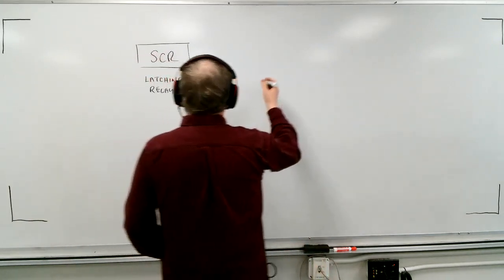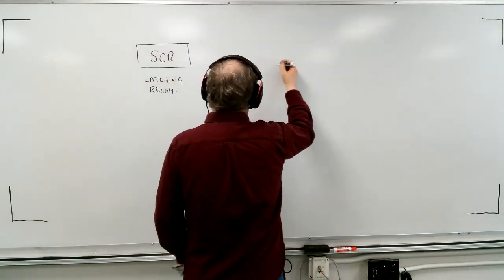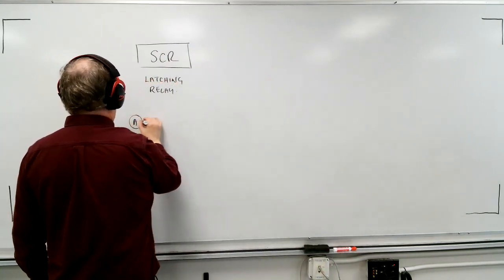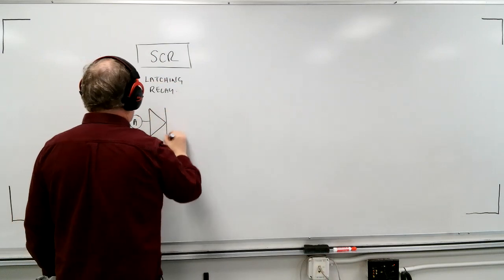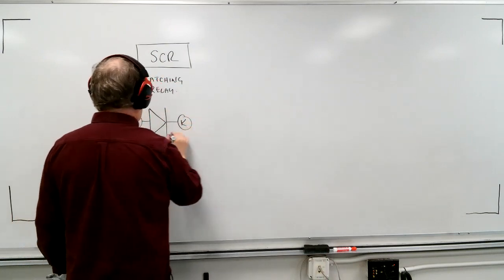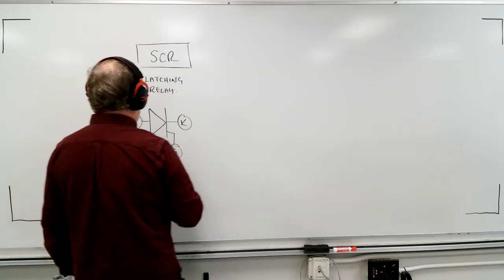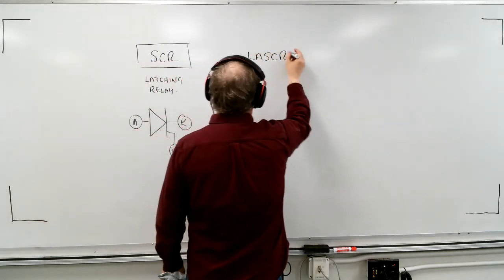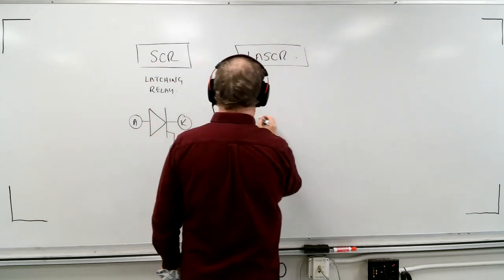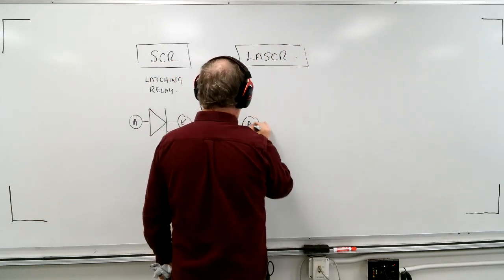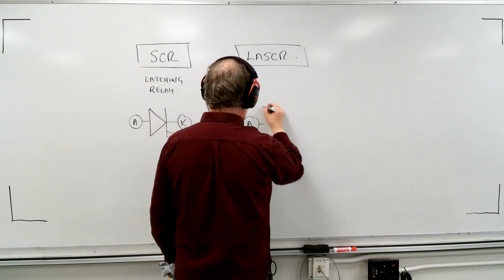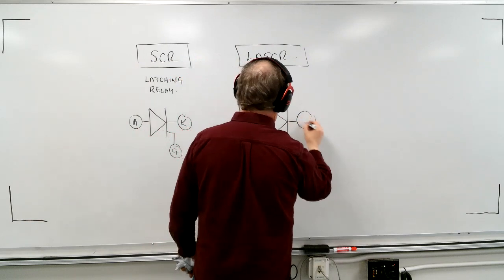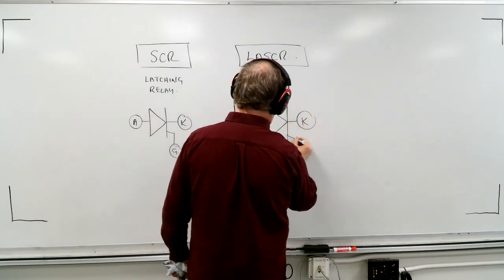So what is the difference then with the LASCR? First of all, here's the symbol, of course, for the SCR: anode, cathode, and gate. And now we're going to move over here, and this is going to be the LASCR. The symbol for this one is quite similar, looks like this: anode, cathode, and gate.